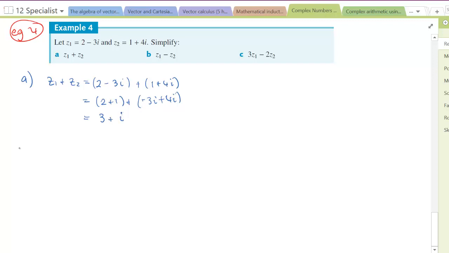Okay, it's as simple as that. Part B, we're looking at Z1 subtract Z2. So we have to take 3i, subtract 1 plus 4i.